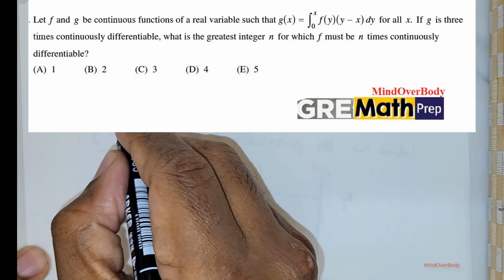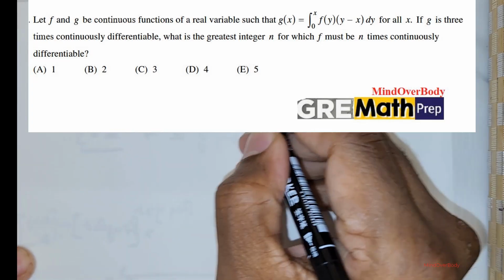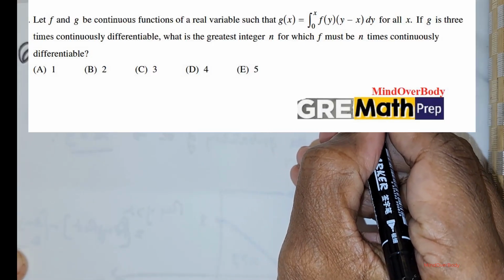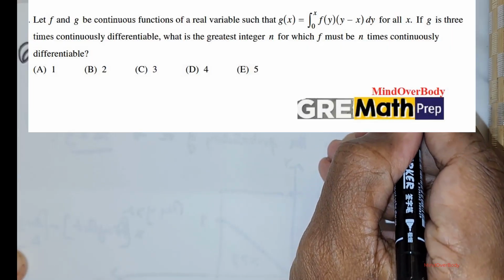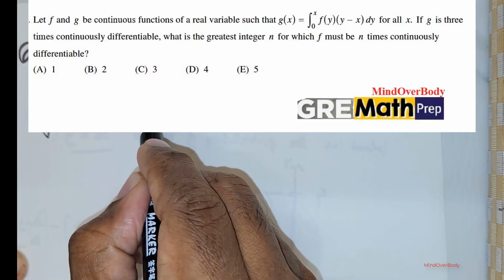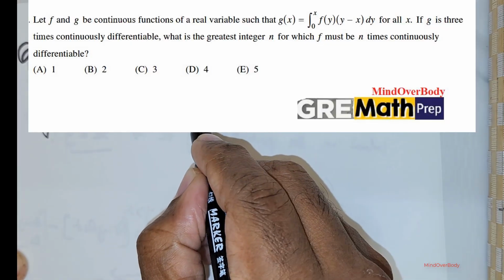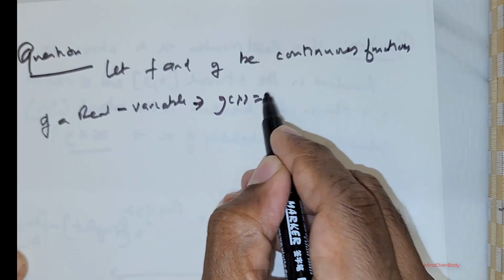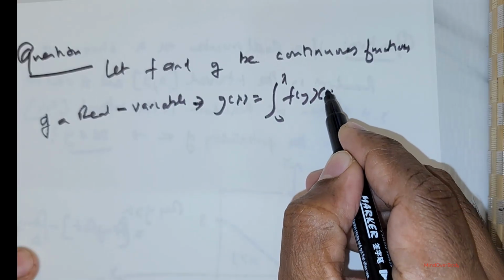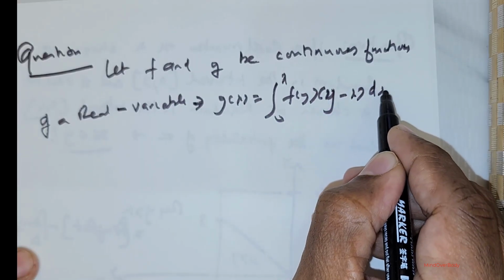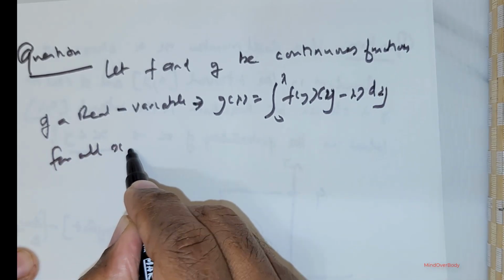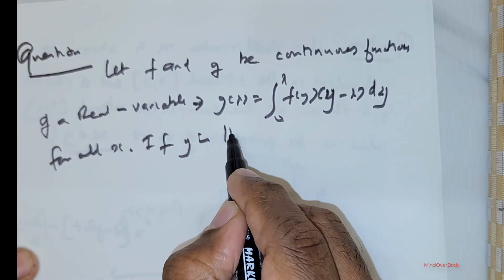Okay, this is the next question. Let f and g be continuous functions of a real variable such that g of x is equal to the integral from 0 to x of f of y negative x times dy, for all x.